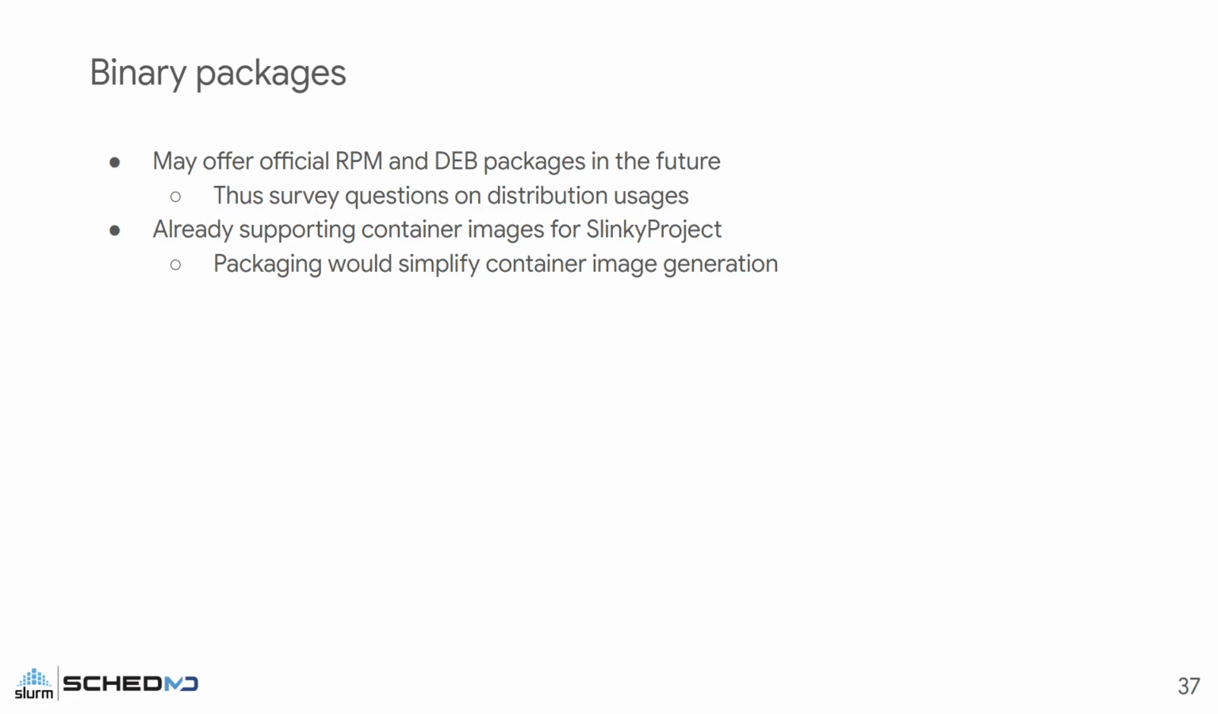This is why there was a survey question asking about this at the user group, especially because we realized that the Slinky project itself is already supporting binary container images, and the packaging for those is sort of held up on this idea that we first have to actually go in and generate container images off of building Slurm itself. If we can pull in binary packages for them, that kind of helps everyone.